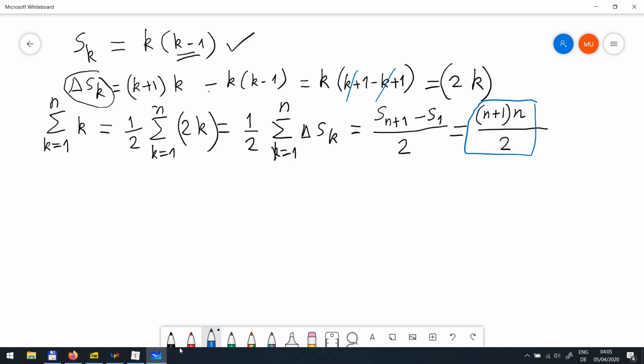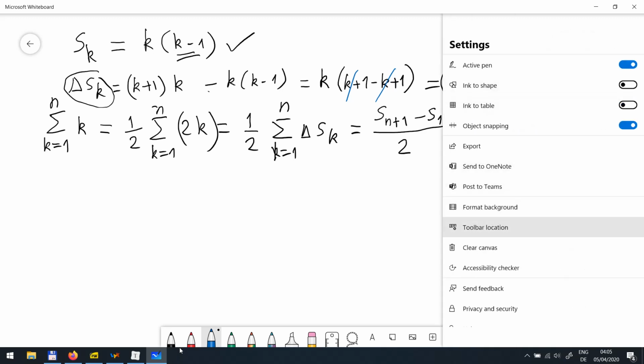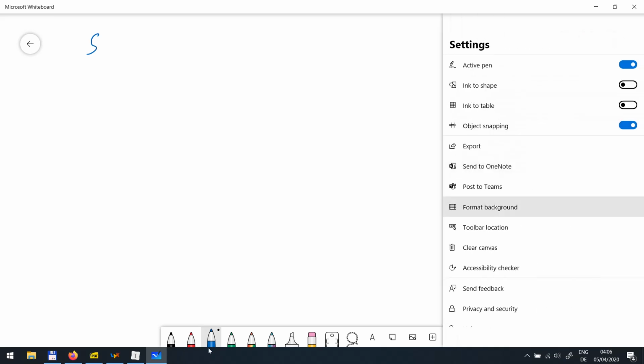So after you gained some confidence, we can now attack the next example, and that will justify the use of this method, because that is something very complicated. So I am taking, sorry, use black ink.